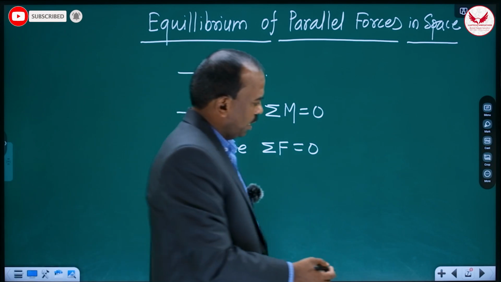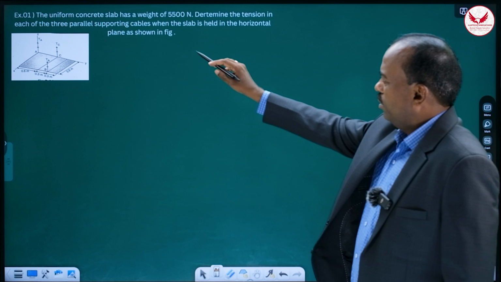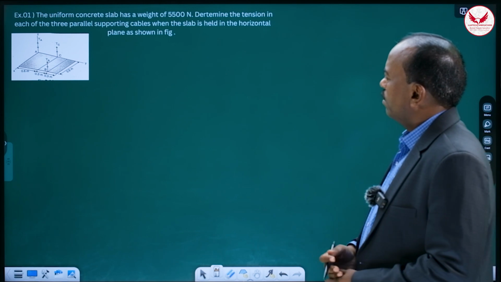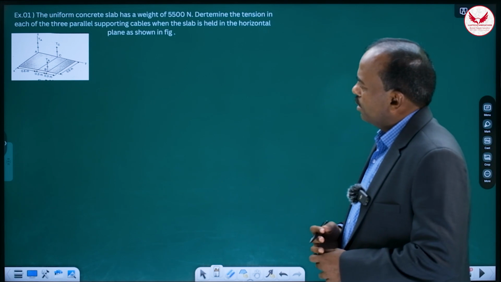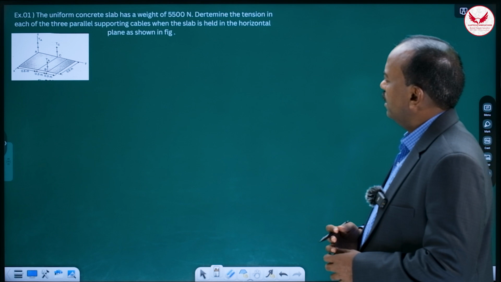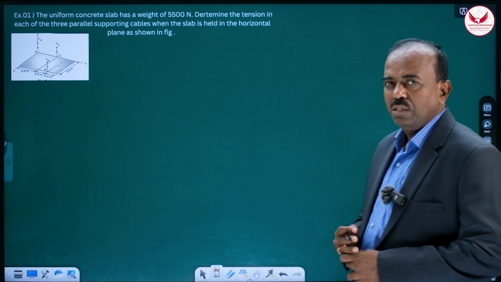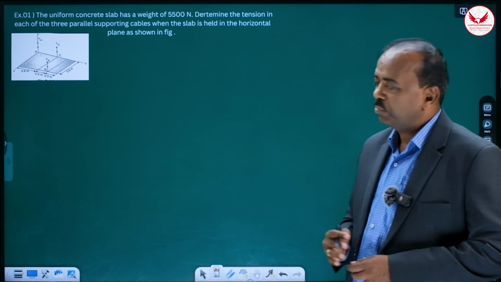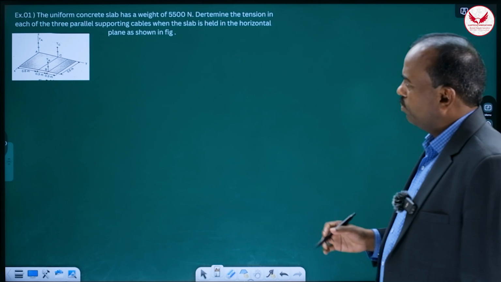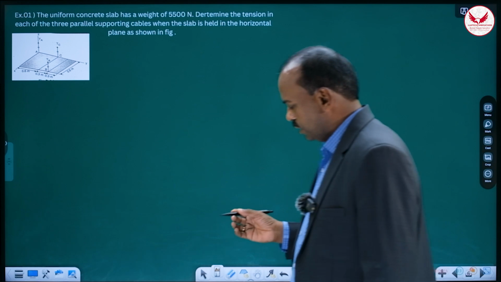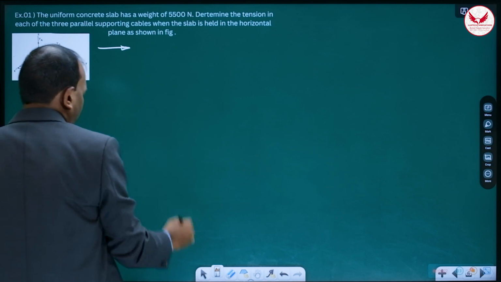Now we'll see the very first example on this, and this example is what? The uniform concrete slab has a weight of 5,500 Newton. Determine the tension in each of the 3 parallel supporting cables when the slab is held in the horizontal plane as shown in figure. And especially in these parallel forces, when more than one answer is asked, it is the problem of equilibrium of parallel forces. The first step while solving the problem of equilibrium of parallel forces is what? So we have to draw its free body diagram.